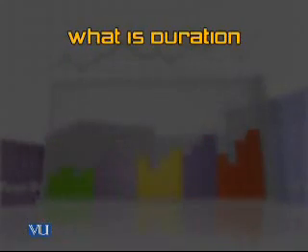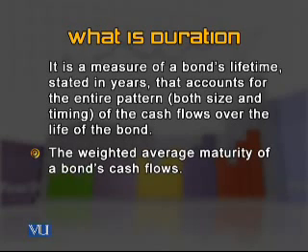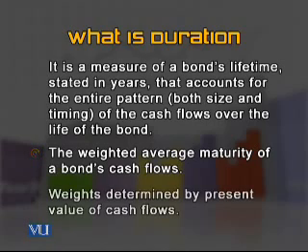Just to remind you, what is duration? Duration is a measure of a bond's lifetime stated in years that accounts for the entire pattern, both size and timings of cash flows over the life of the bond. Also, it is the weighted average maturity of a bond's cash flow, and weights are determined by present values of cash flows. That is what we talked about in length.